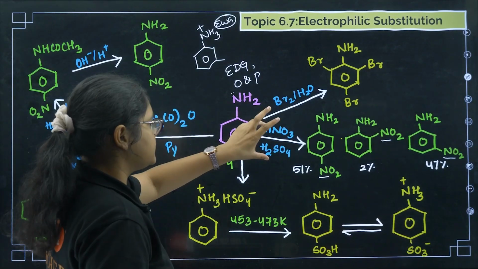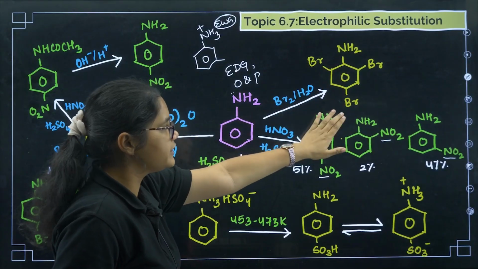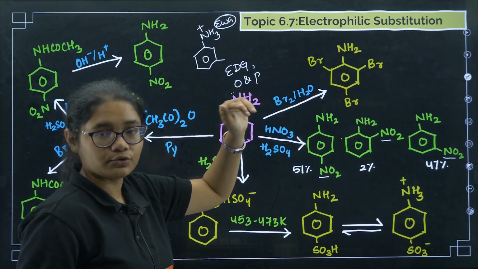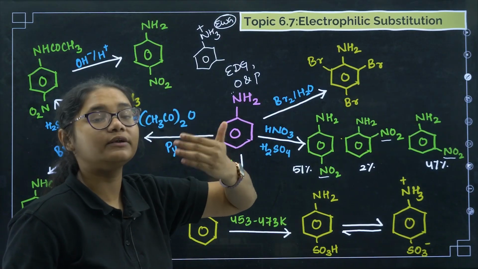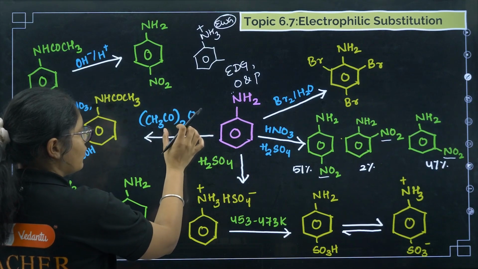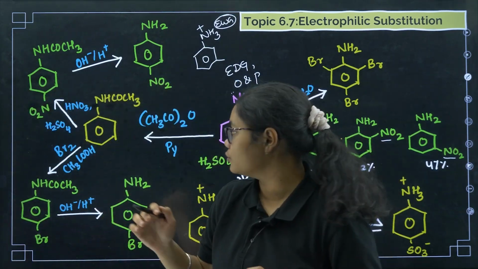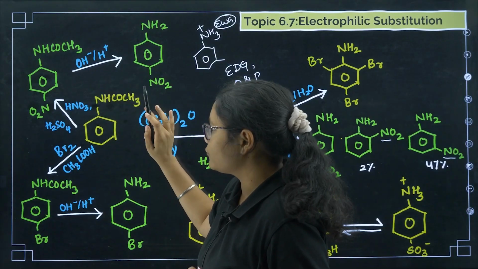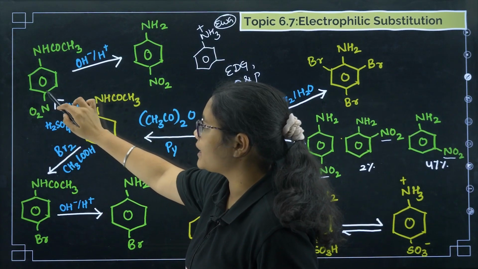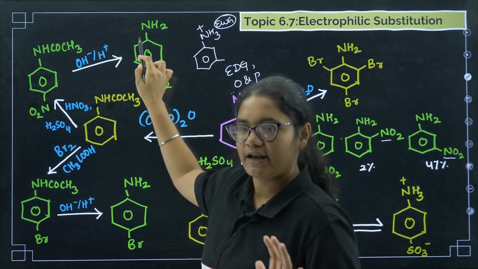Now suppose I want to get only one bromine, not these three types of bromo products. What you have to do is make this NH2 group less active, or deactivate it. For that purpose we use CH3COCl with pyridine. This will convert NH2 to NHCOCH3. Now if you do HNO3 and H2SO4, you will get only the para product, and then if you treat it with OH minus, you can get back your NH2 group.